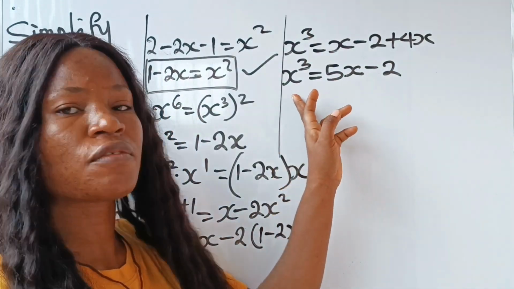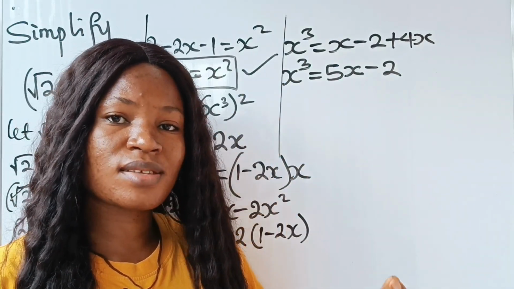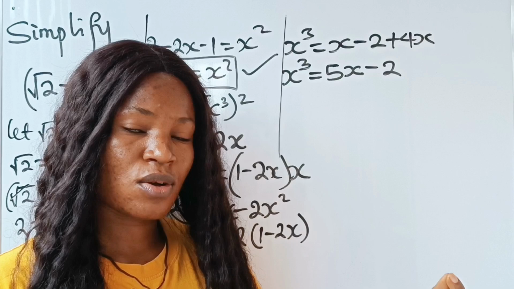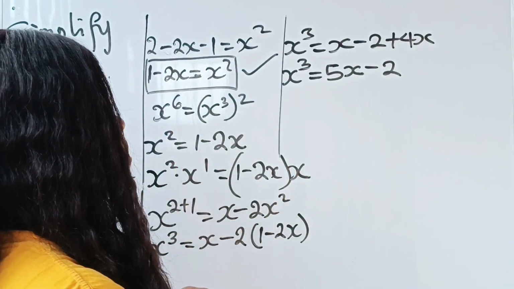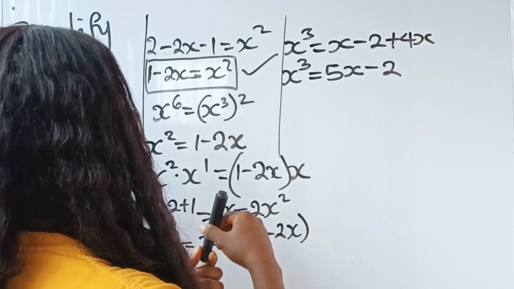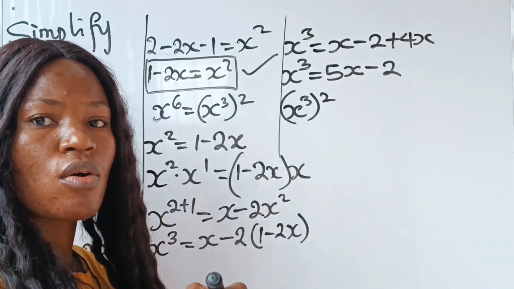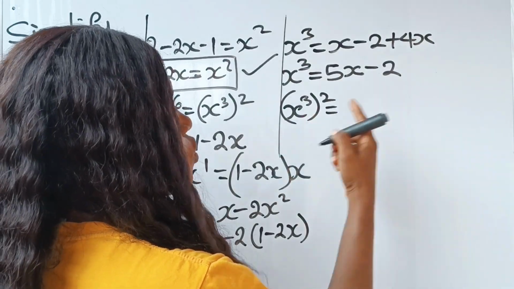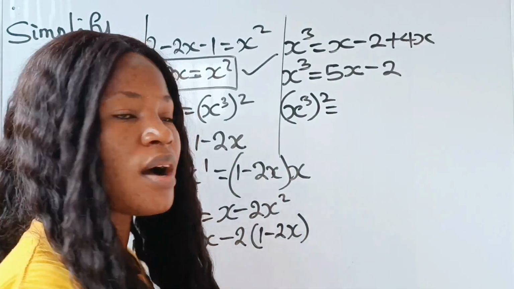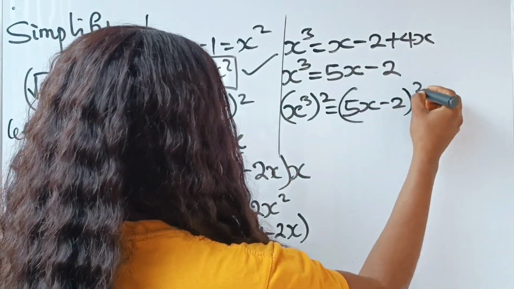Now we have gotten the value of x to the power of 3. Recall that we are going to square it to get x to the power of 6. But it's not going to stop there, so watch to the end and see how this plays out. So to get x to the power of 6, we are going to square x to the power of 3. When you square this side, you need to square the other side of the equation as well. So we have 5x minus 2 squared.